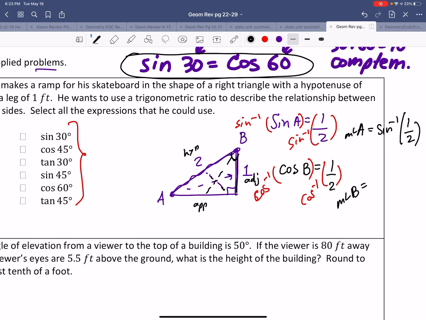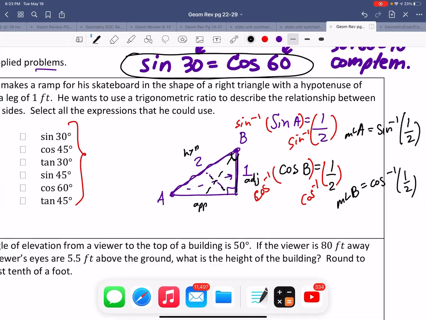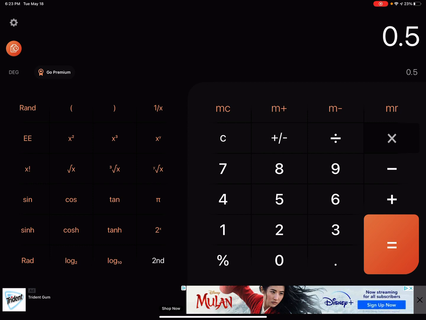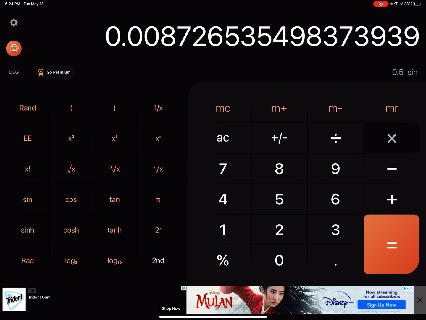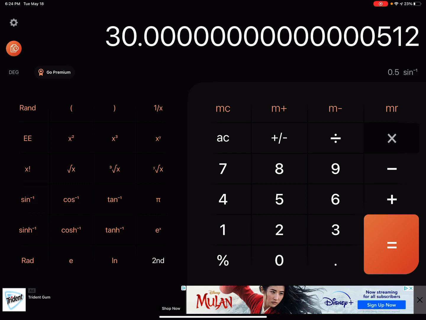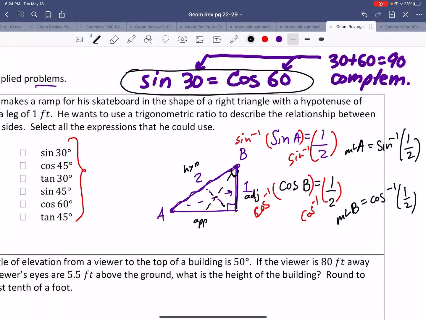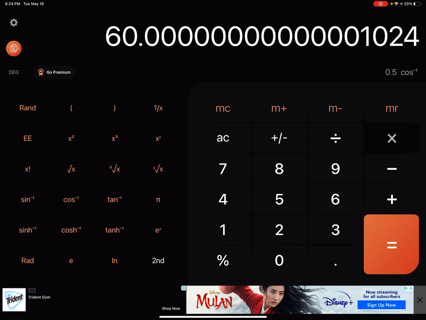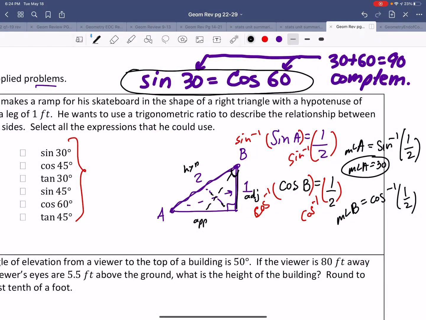And what is the measure of angle B? Well, it's the inverse cosine of 1/2. So let's see what that is in our calculator. I'm going to hit second, and the inverse sine of 0.5 is 30. Nice, right? So this would have to be 30. And the inverse cosine of 0.5 is 60. I kind of already knew that using special right triangles, but trig works.